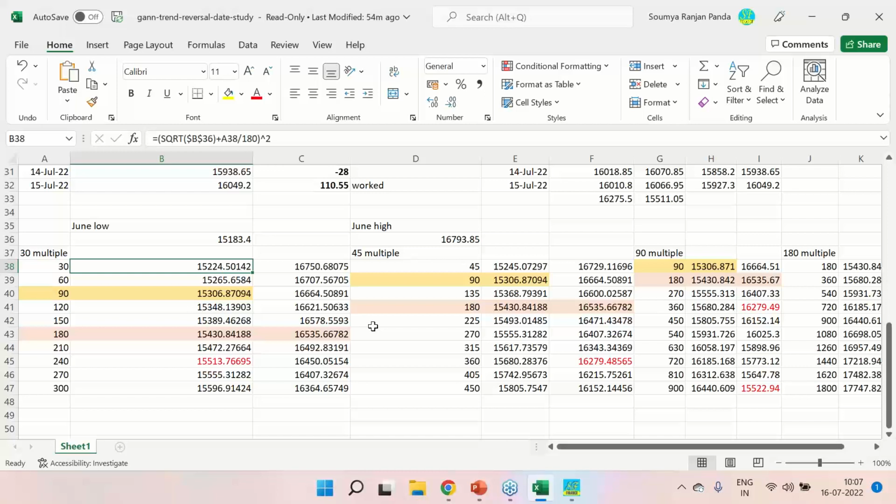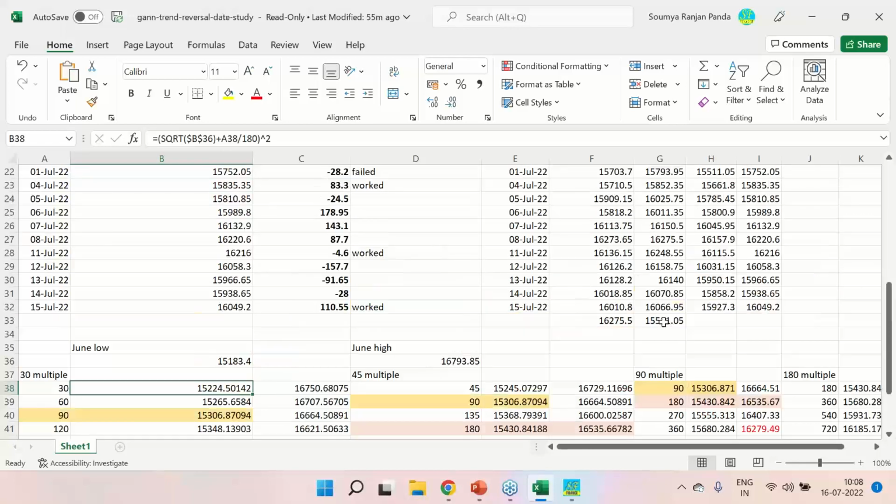What are we going to find out? Monthly resistance, support, monthly top and bottom. We have taken the monthly data. Which month's data? June month data. What are we going to calculate? July month top and bottom, July month resistances, and so on. I think it is clear to you. This is our objective: how to calculate with that formula. We have calculated the 30 multiple, 45 multiple, 90, and 180 multiple.